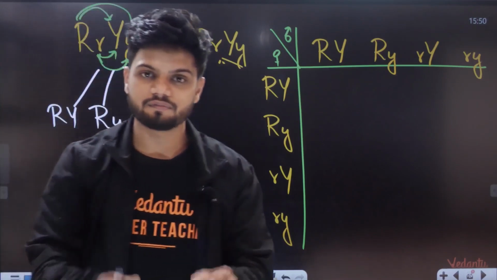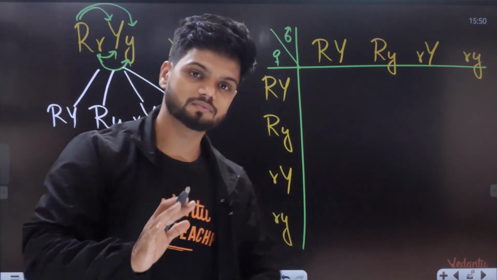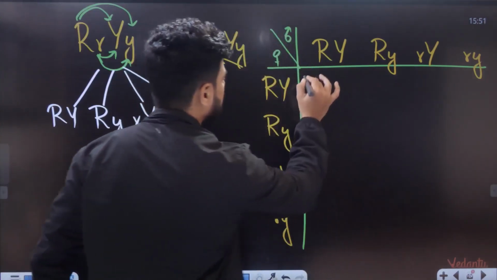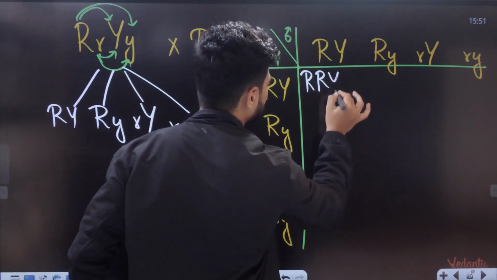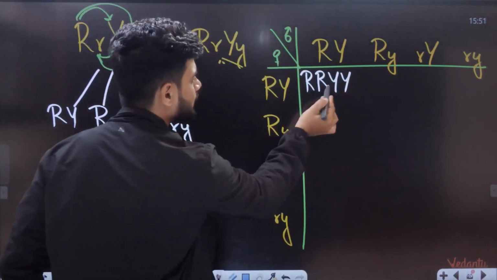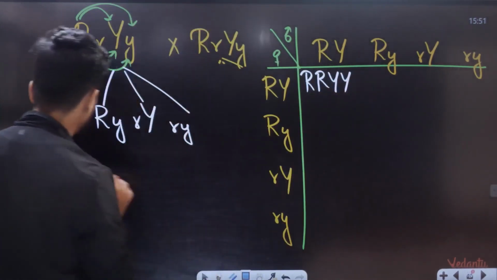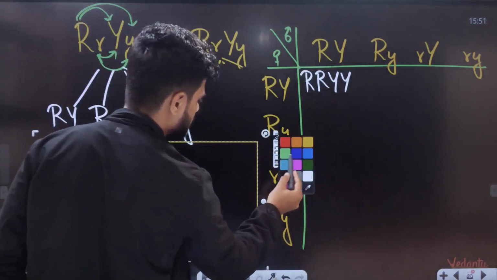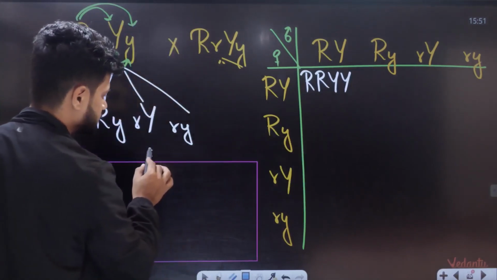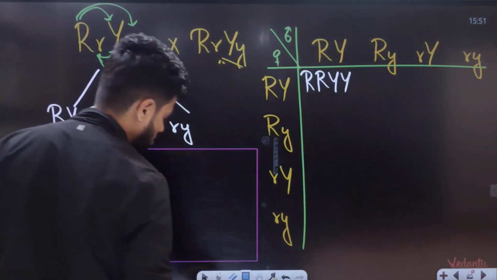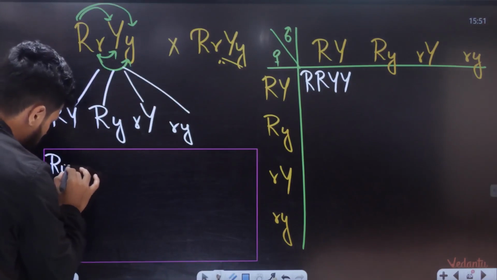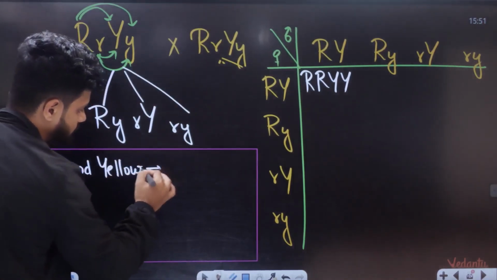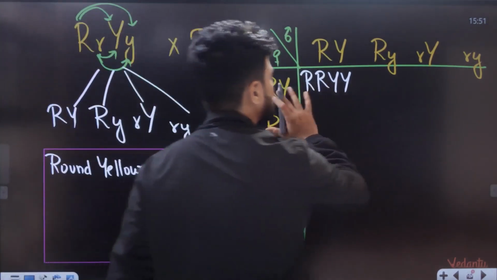I'm filling the entire table right now, and I want everyone to fill it in with me. Okay. Can we start? Yes, sir. Let's try to fill it up. First we have capital R, capital R, capital Y, capital Y. What will it be? Round yellow. Yes or no? It's going to be round and yellow. Okay, first one is round and yellow. Now let's fill it up.